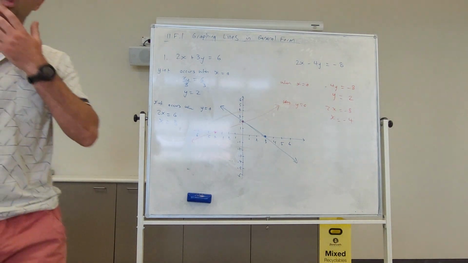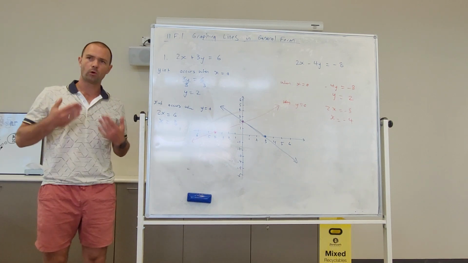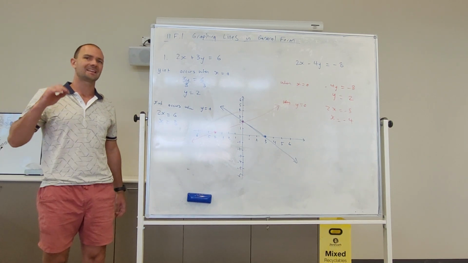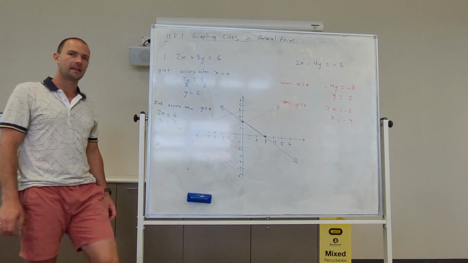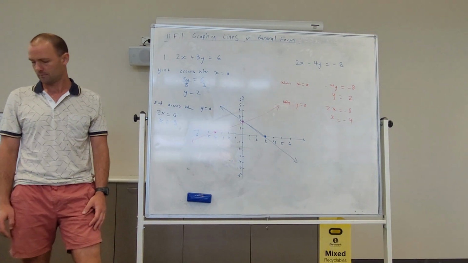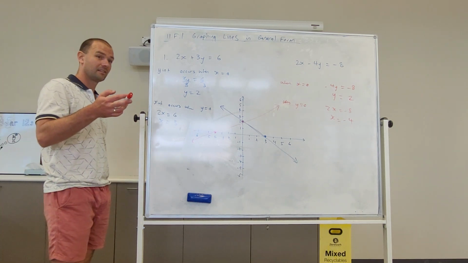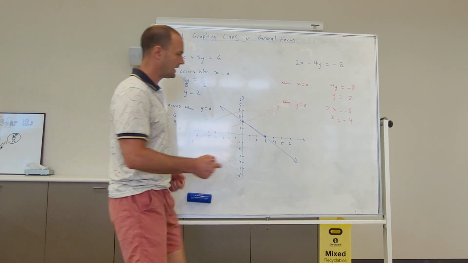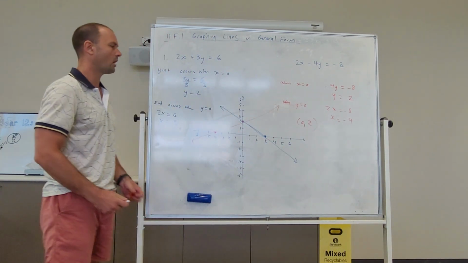Now I've sketched two lines here. Can anyone tell me the coordinate where these lines intersect? Where do they intersect with one another? 0, 2. Yeah, the y value is 2. Yep. And x is 0. So they intersect at 0, 2. x is 0, y is 2.